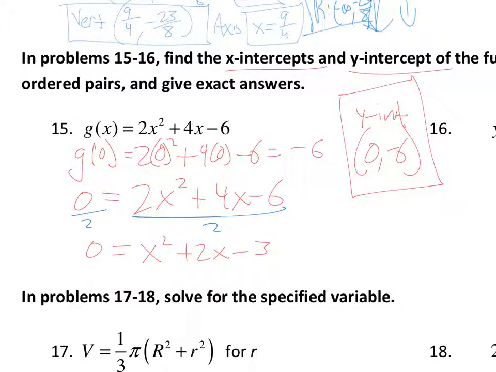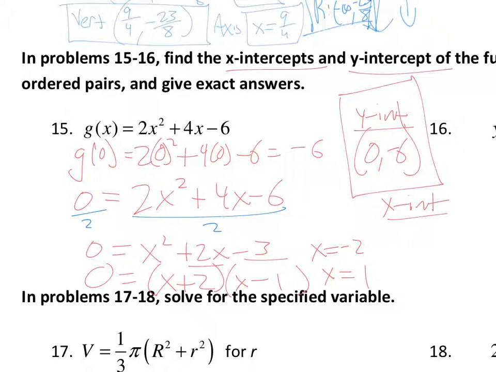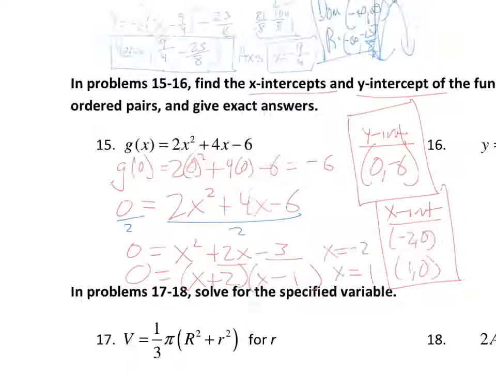Oh, look at factors. That's nice. Two numbers that add to 2 and multiply to negative 3. I believe those are plus 2 and minus 1. So we get two solutions, x equals negative 2 and x equals 1. So that would be our x-intercepts. There's 2 of them, and our x-intercepts are going to be at negative 2, 0, and 1, 0. Those are the two x values that make y 0. All right?